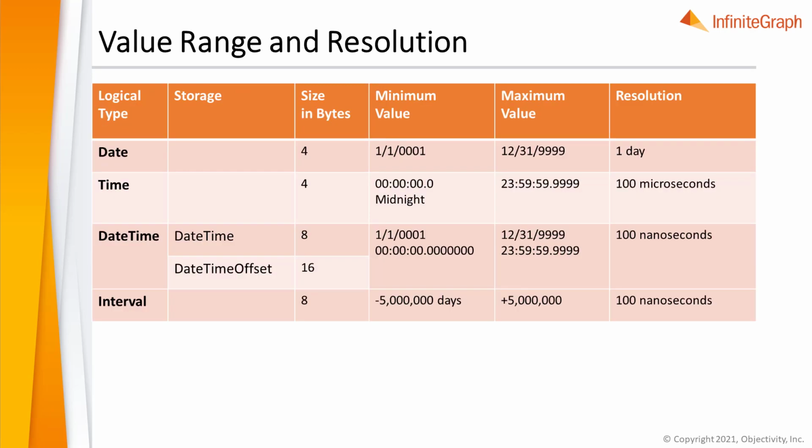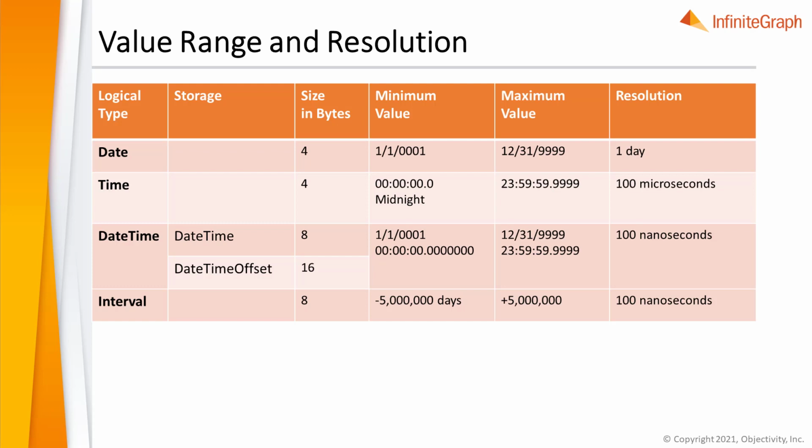Let's talk about value ranges and resolutions for each of the date-time data types. Logical type date occupies 4 bytes in each object in the database. The minimum value for a date is 1/1/0001, so January 1st, year 1 AD. The maximum value of a date is December 31st, year 9999. The resolution of a date is 1 day.